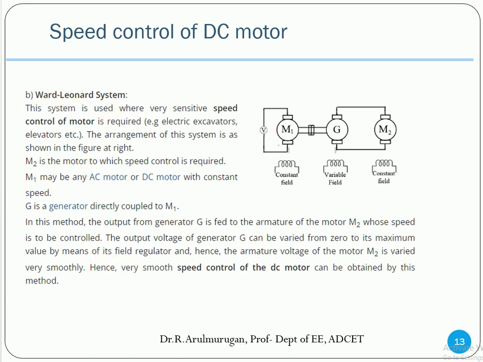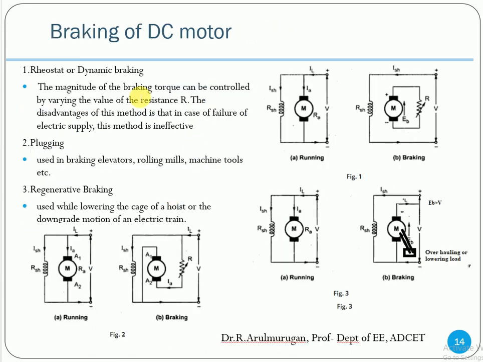The next thing we are going to see is the braking systems. Generally there are three types of braking systems. First, the rheostat or dynamic braking system. So what is rheostat or dynamic braking? A rheostat is used to apply the brake.